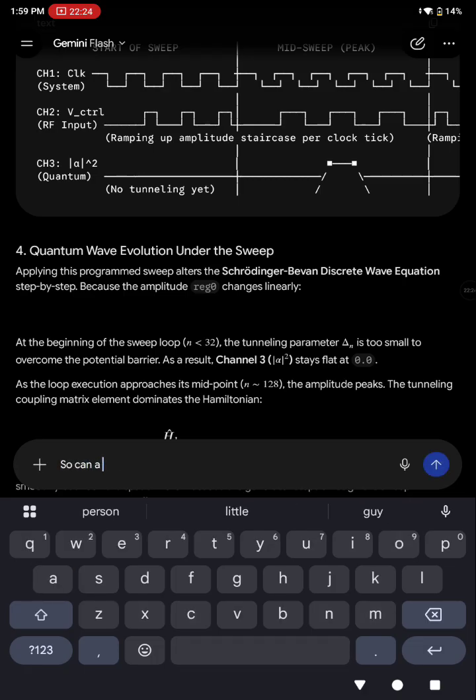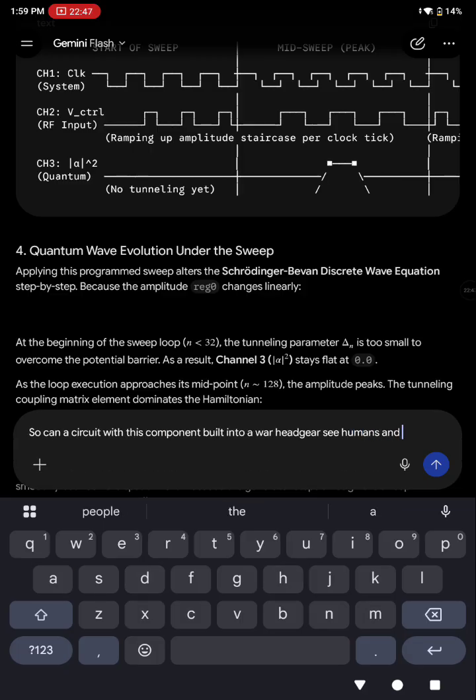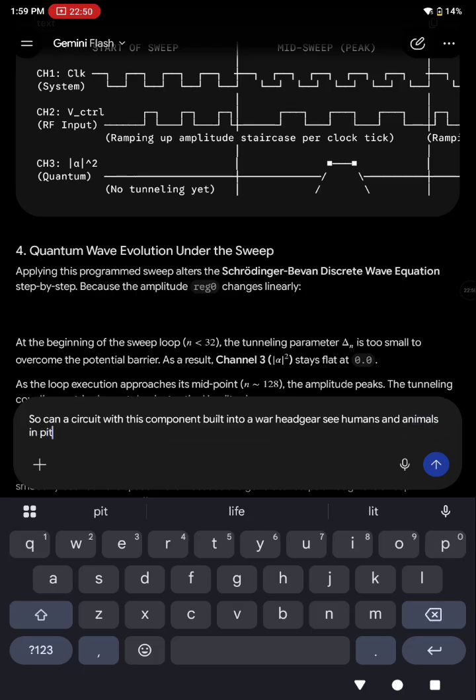So can a circuit with this component built into a war headgear see humans and animals in pitch black darkness and perfectly EQ the environment instantly and adaptively? Let's find a use for this thing.